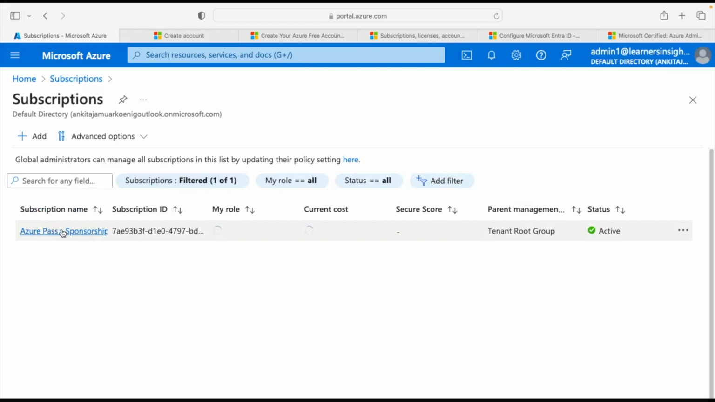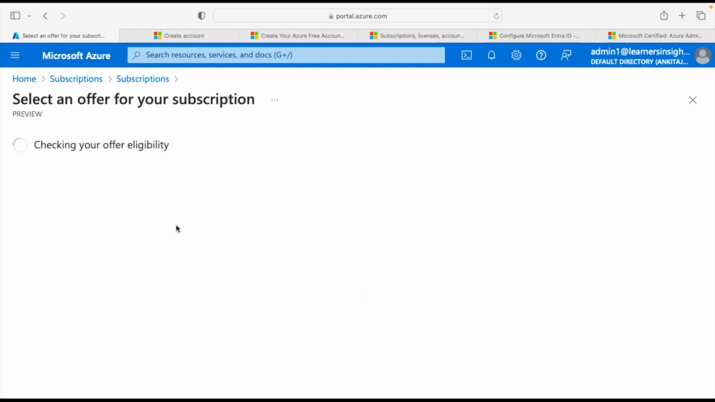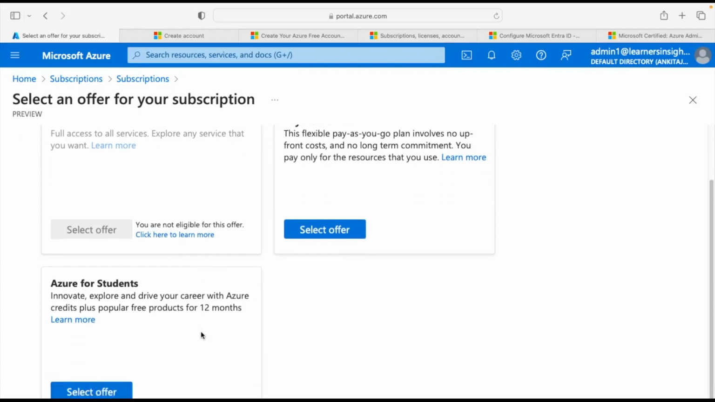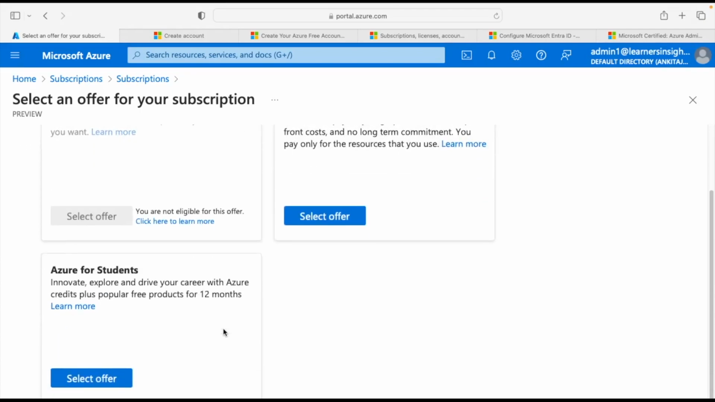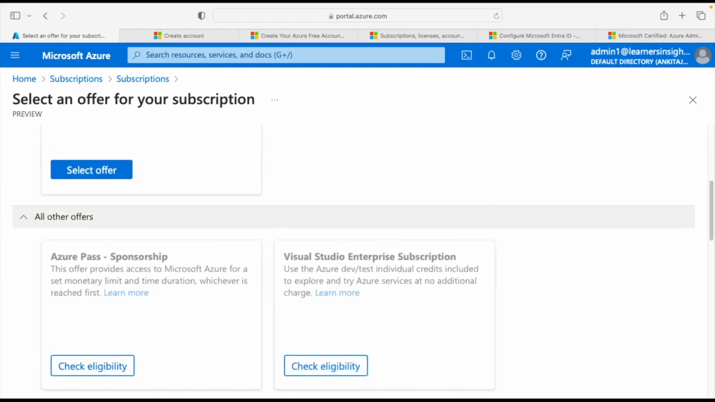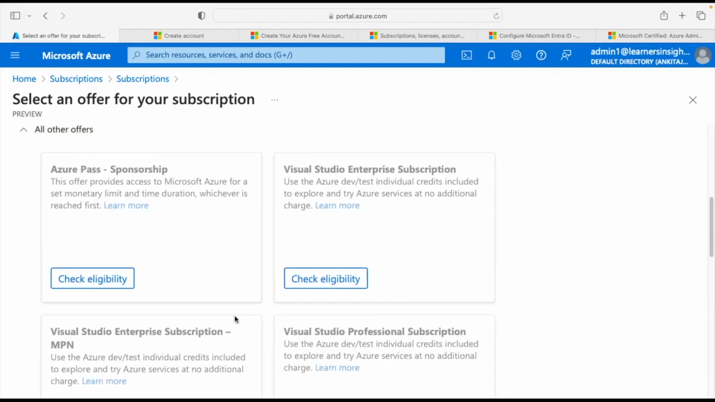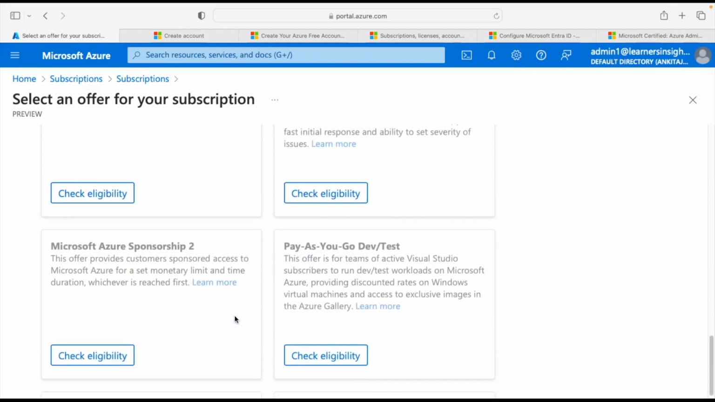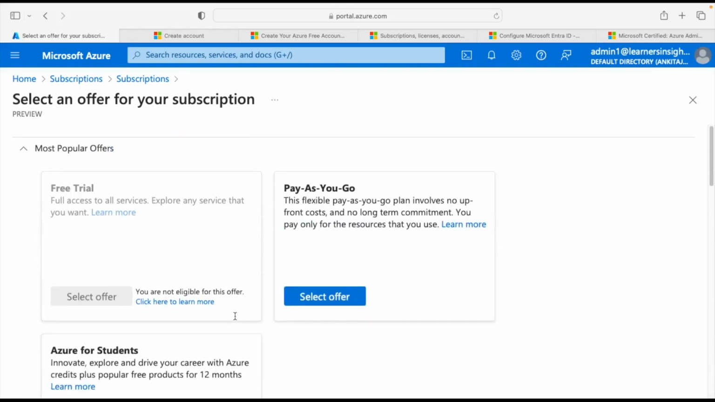And here you can see we have one Azure Pass associated. If I want to add more subscriptions, I have the eligibility to use other subscriptions in my account as well. So we have pay as you go, Azure for students, free trial subscriptions. If we go for other offers, we have Azure Pass, Visual Studio Enterprise subscription, professional subscription, right? We have Azure sponsorship. A lot of subscriptions are there which we can add according to the eligibility that we have.